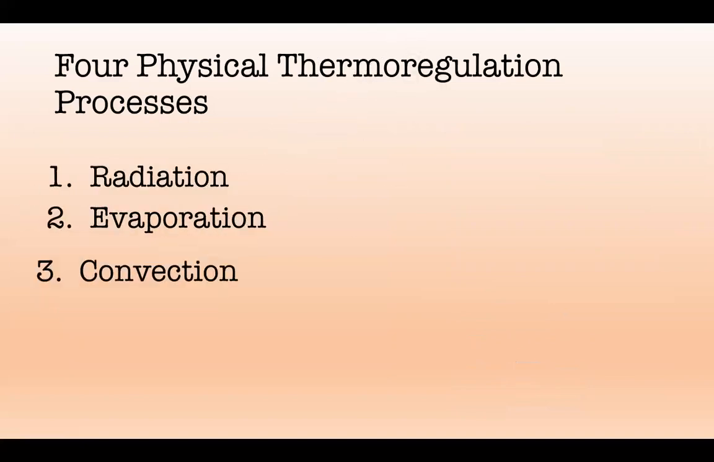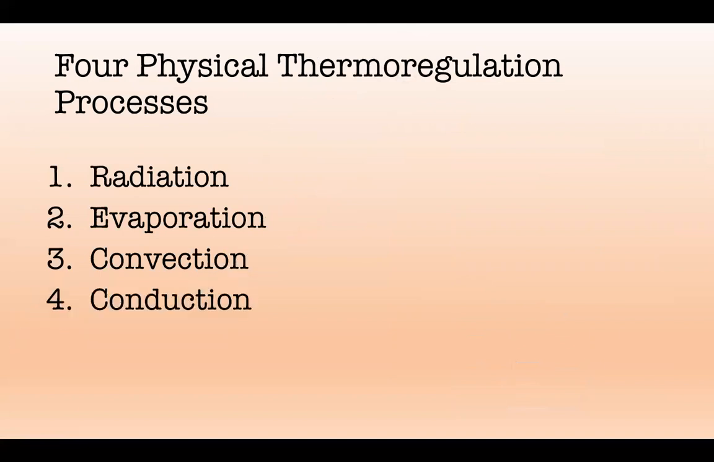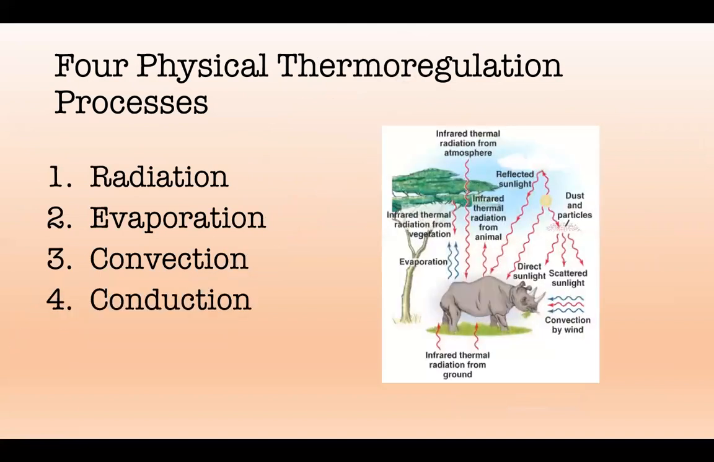So now let's talk about the four physical processes in which organisms exchange heat with the environment. First, we have radiation, which is the transfer of heat via light waves. We also have evaporation, in which heat is used to turn liquid water into gas. I'm sure we all know this as sweating. Next, we have convection, which is the transfer of heat from an organism's body as air or liquid passes the surface. Lastly, there is conduction, which is the direct transfer of heat between objects in contact.